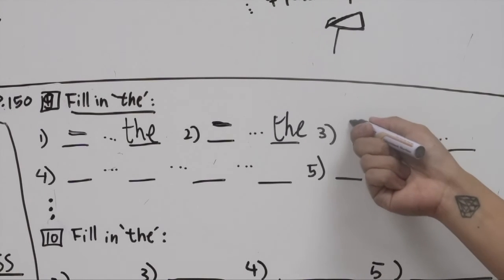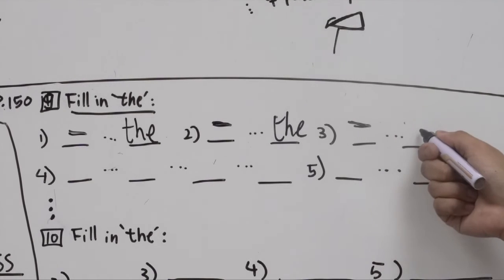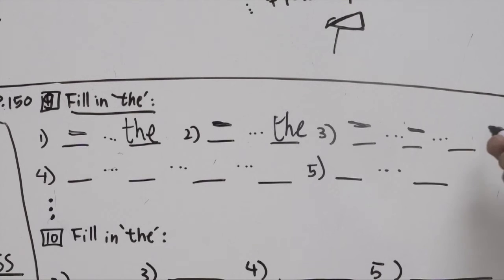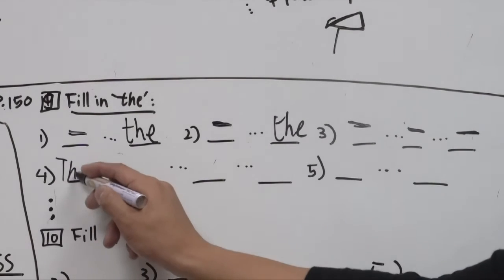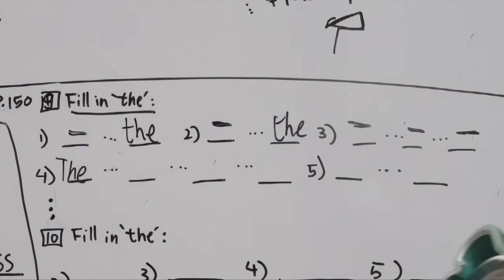Right, so it's Pete's Bar, okay? Terminal 1, no need. And Heathrow, right? No need. Okay, so nothing. Alright, number 4. How about Browns? Browns is a family name, right? So it should be the Browns, right? Like the Chans or the Lees, okay?